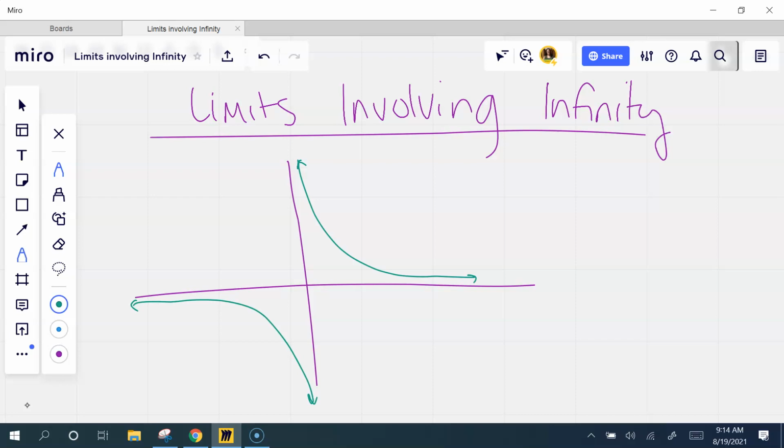The green graph is a parent graph that you should be very familiar with. What is it? That's like a what over x, right? Something over x, you're right. Just 1 over x. It's not a hard one, y'all. This isn't a hard one. This is just 1 over x.